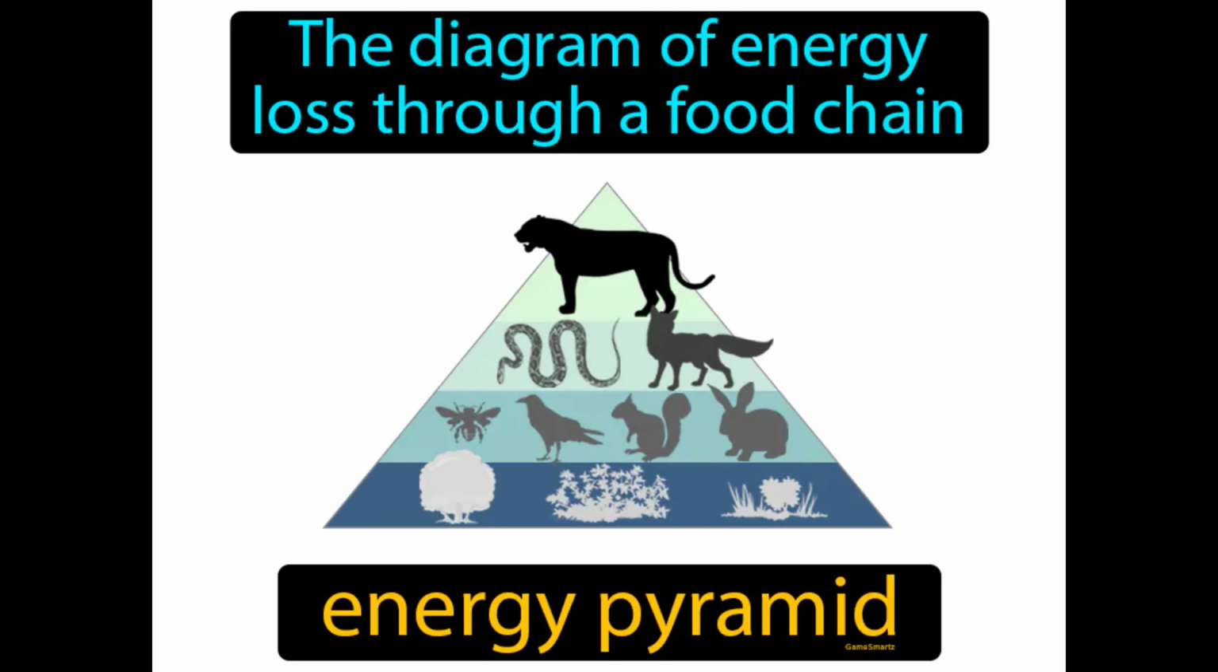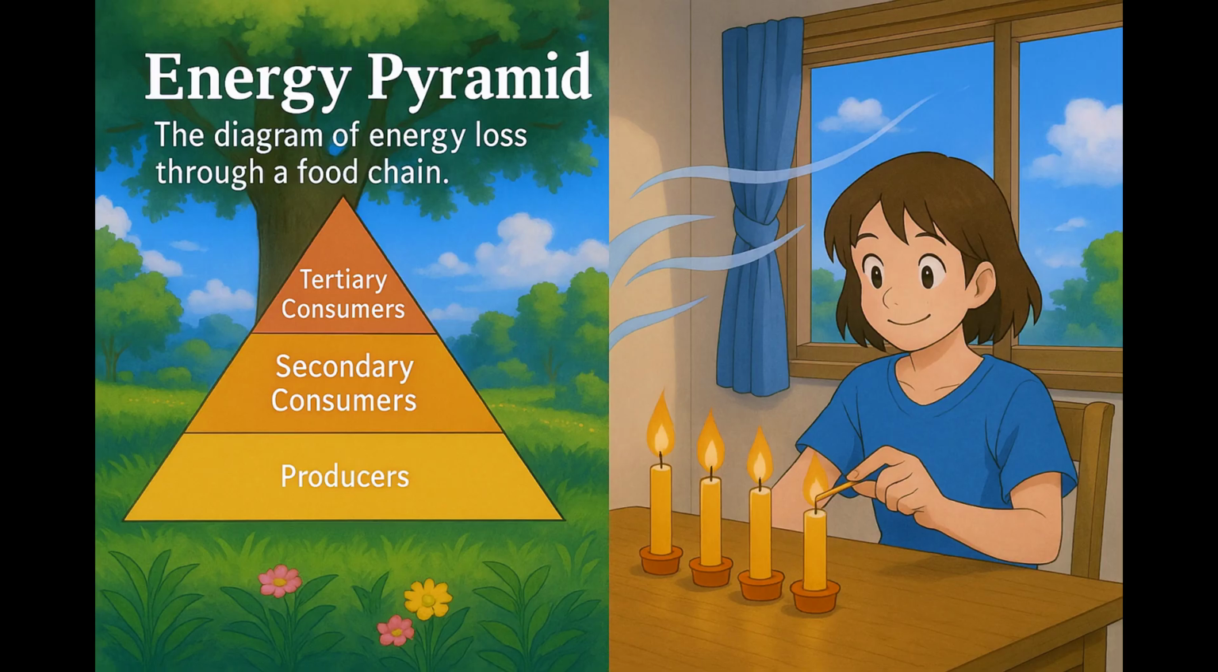The diagram of energy loss through a food chain. Energy pyramid. An energy pyramid is a graphical representation that shows how energy decreases as it flows through different levels of a food chain. Imagine you're trying to keep a series of candles lit in a windy room. Each candle represents a step in the process of energy transfer, where the wind is like the inefficiency in energy transfer within a food chain.